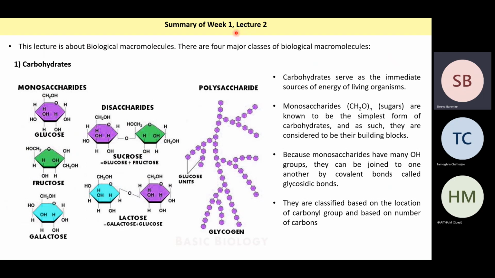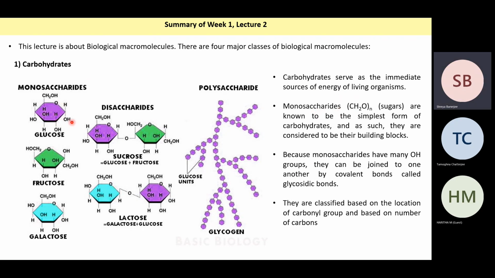Then this is the summary of lecture 2. Lecture 2 basically talks about biological macromolecules. There are 4 main classes of biological macromolecules. Firstly, it is the carbohydrates, and these are the immediate sources of energy for the living organisms.